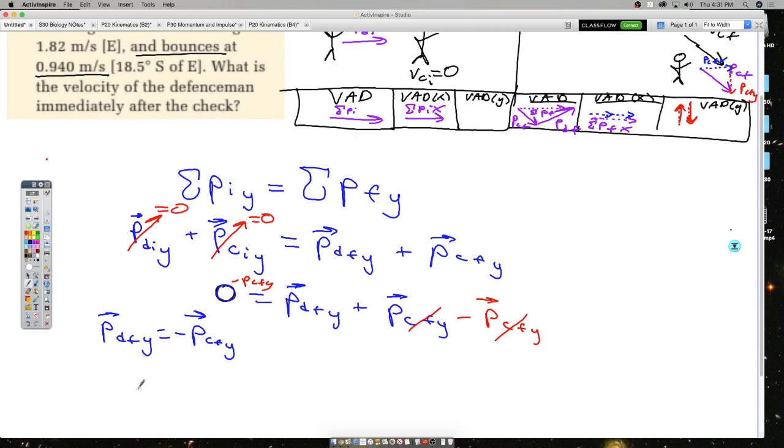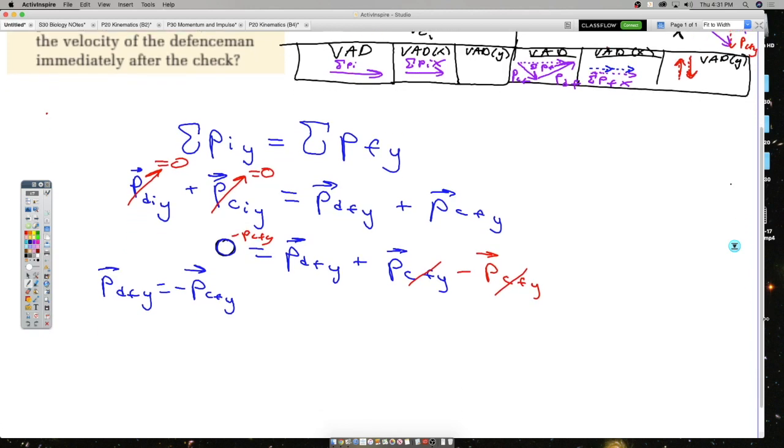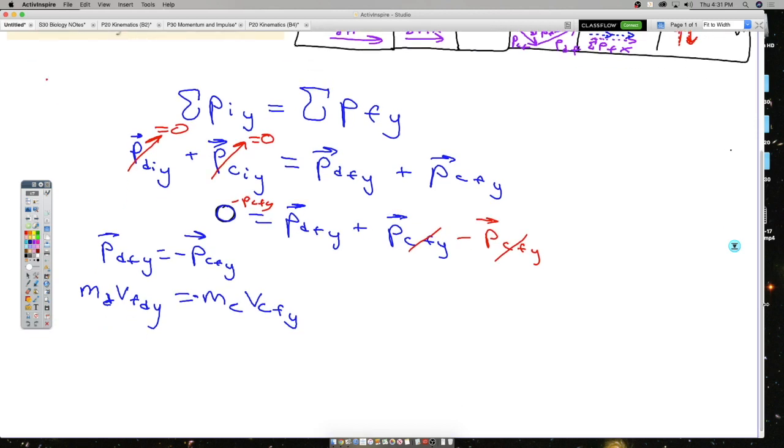Okay, now let's actually turn this into variables we know. Momentum of the defenseman final will, of course, be the mass of the defenseman times his final velocity, the y component, equal to momentum final of the center in the y-axis, which will be the mass of the center times... Every p is an mv. So v, c, f, y. Every p is an mv. It's just a matter of which m and which v. If you want p, c, f, y, you need v, c, f, y.